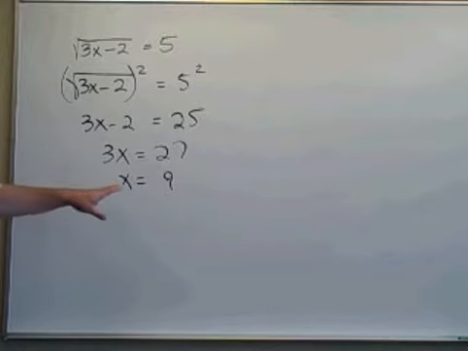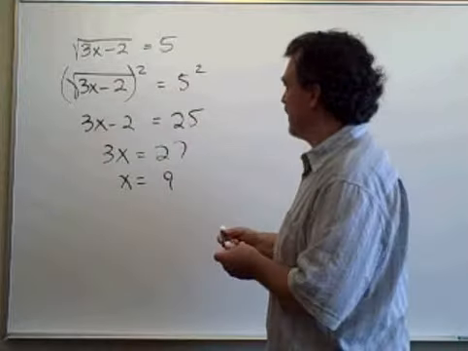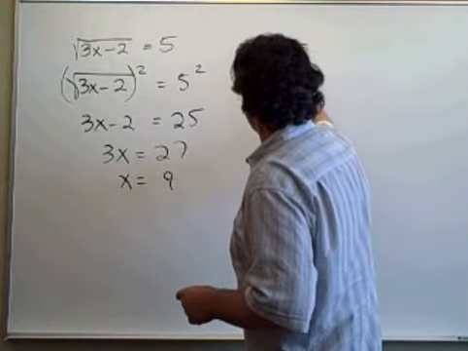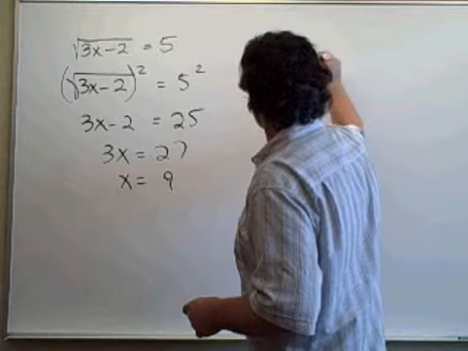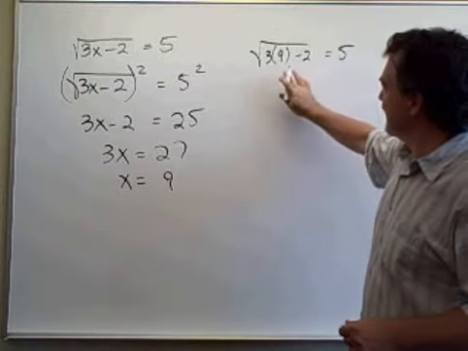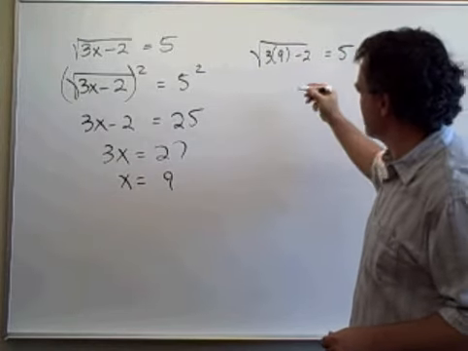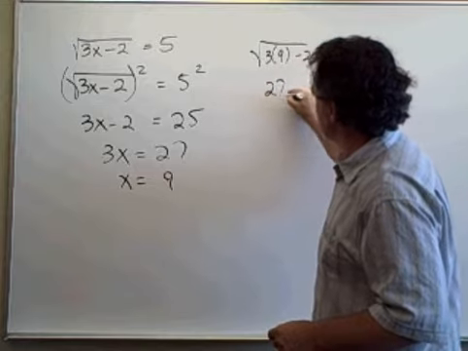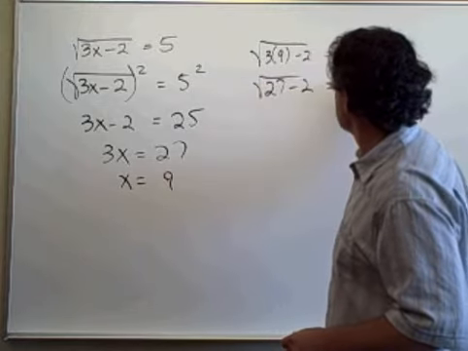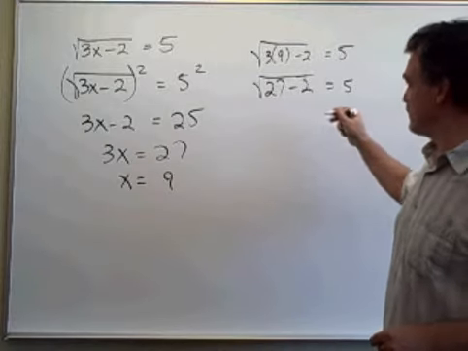And again, whenever you get a solution to a radical equation, you must check that solution in the original equation. So I need to replace x with 9 in the original equation, to be sure that indeed this left-hand side becomes exactly the same as the right-hand side. Well, 3 times 9 is 27. 27 minus 2 is going to give us 25.